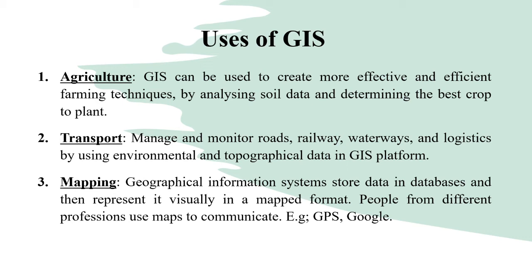Mapping. One of the uses of GIS is that it helps in mapping. You can use GIS to map a given location and get information about the place you've mapped, and a whole lot more.